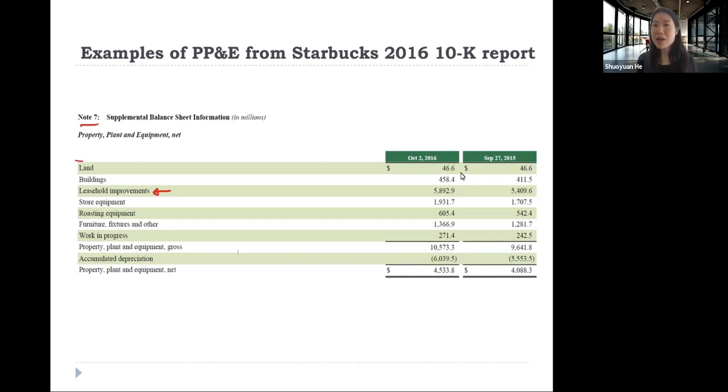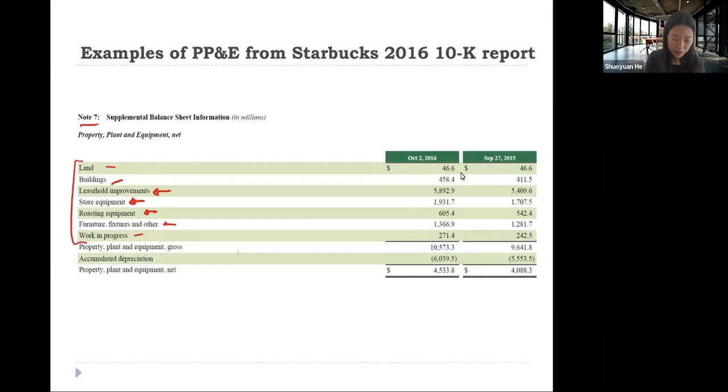And then what is Starbucks' second biggest PP&E? It is this one, the store equipment. The third major one is furniture. And then the next one is roasting equipment. And then Starbucks also has buildings, a little bit of land, and some work in progress. So those are the PP&Es of Starbucks.